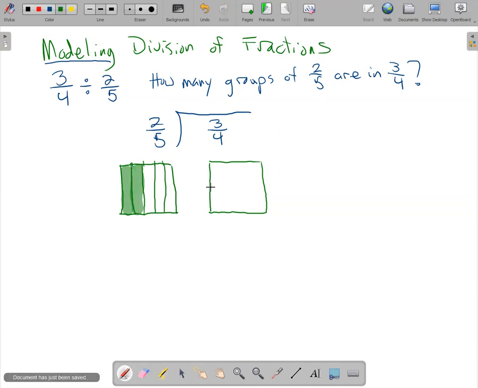My fourths I like to cut the other way, and we'll just split it down the middle horizontally, and then cut each of those in half horizontally. And a fourth is a little bit bigger than a fifth, and I have 3 of them.